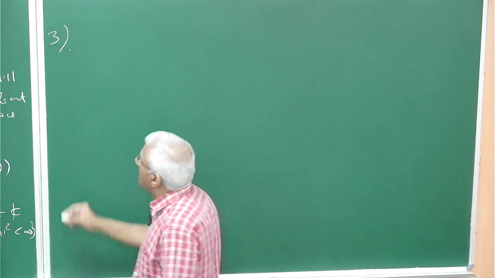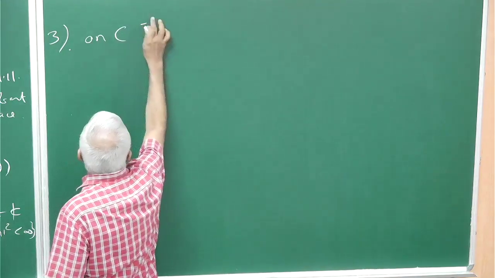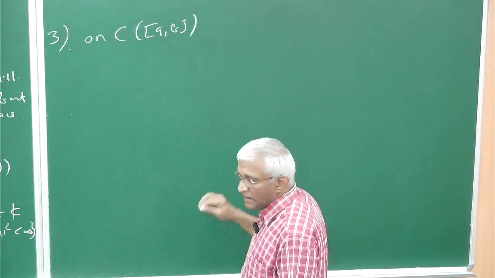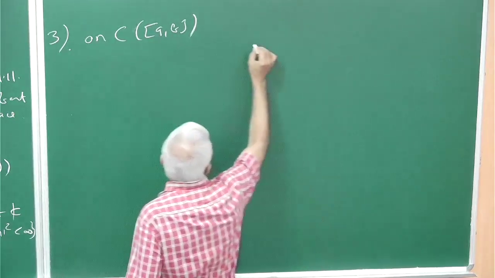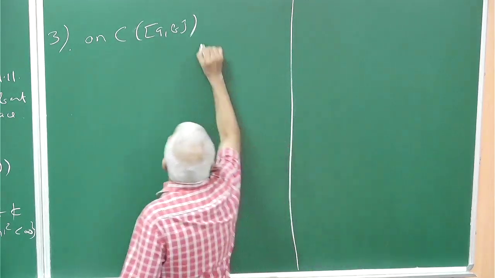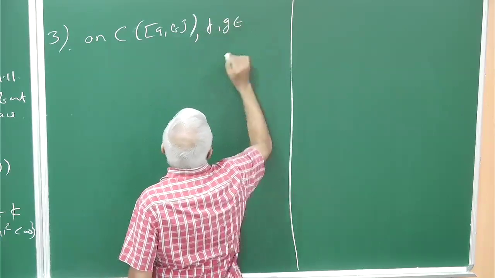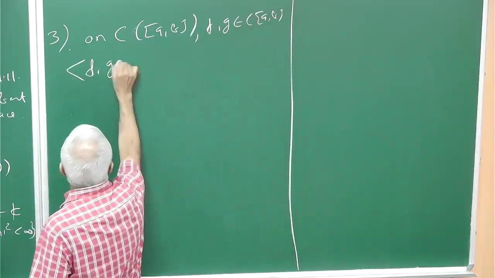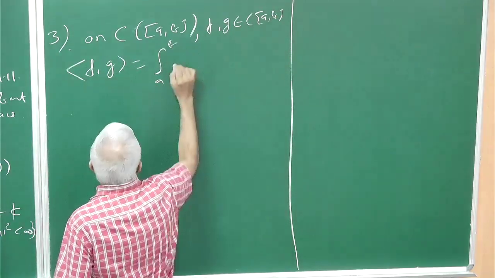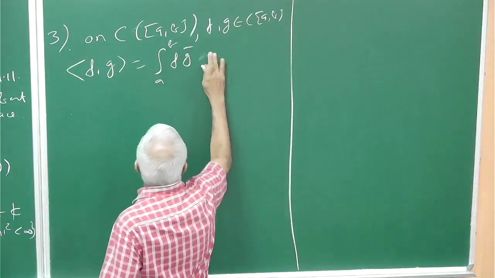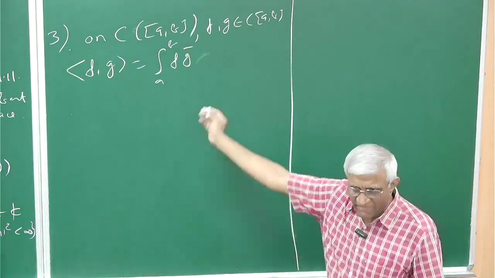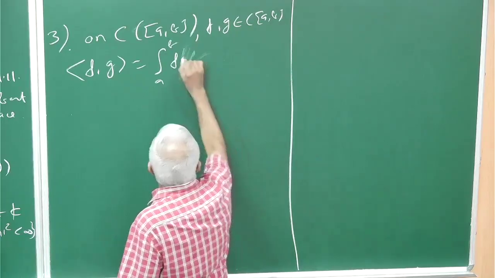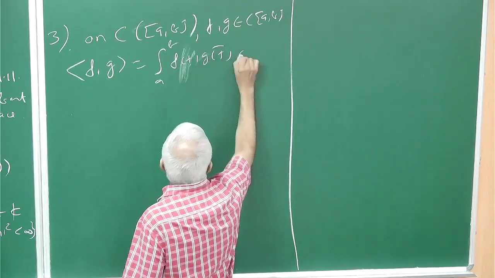Third example is on C[a,b], the continuous functions on any interval [a,b]. If you take two functions f and g in C[a,b], then you define the inner product between them equal to the integral from a to b of f g bar. We will have only continuous functions, so it is Riemann integrable: the integral of f(t) times g(t) bar, dt.